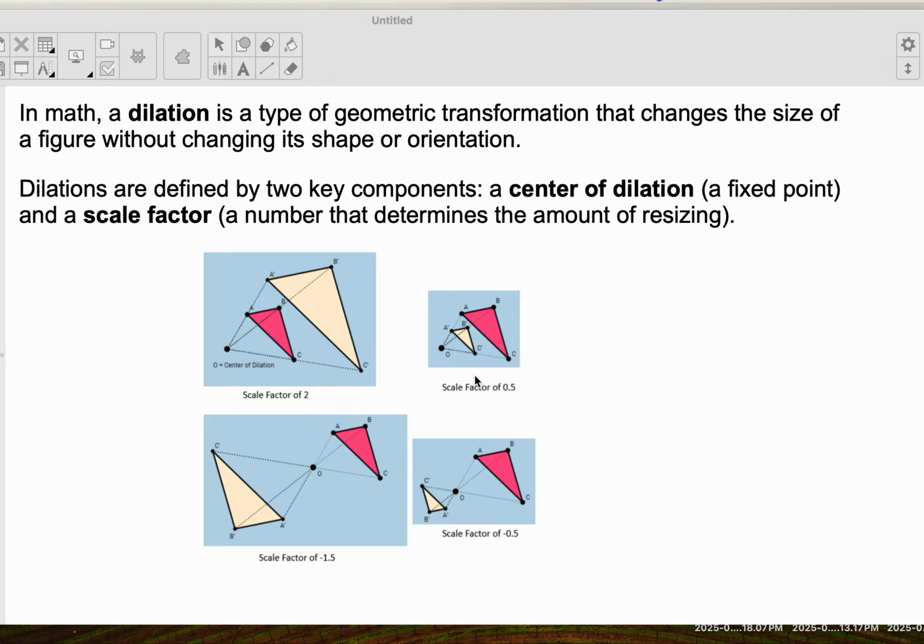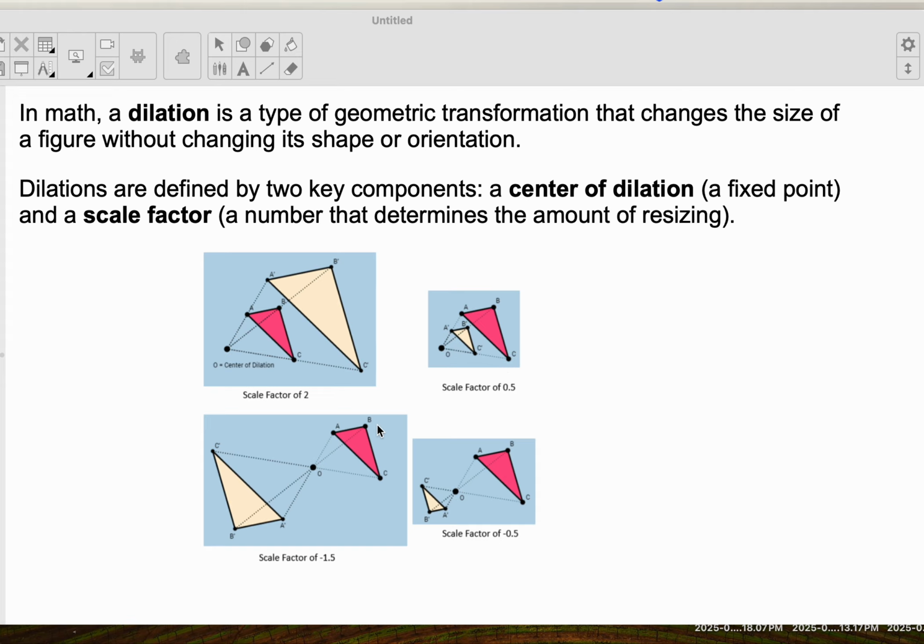Over here, we have a dilation of 1/2. And as you can see, the original figure is getting smaller. The way that it's made smaller is each of the points on the figure is moved closer to the center of dilation. The distance is decreased by half to bring it halfway closer to the center of dilation than it originally was.